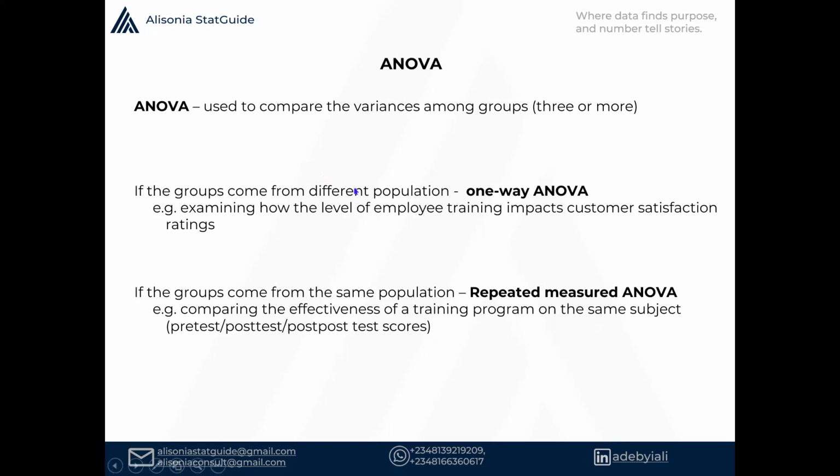So the groups now come from different populations. We have one-way analysis of variance, examining how the level of employee training impacts customer satisfaction rating. If the groups come from the same population, we have repeated measures analysis of variance. In this case, we have a pre-test, post-test, and post-post-test. That is, before the training, post-test after the training, then post-post-test, maybe several months after the training.